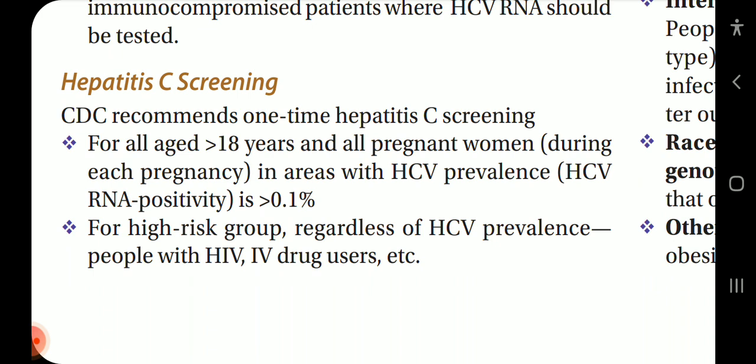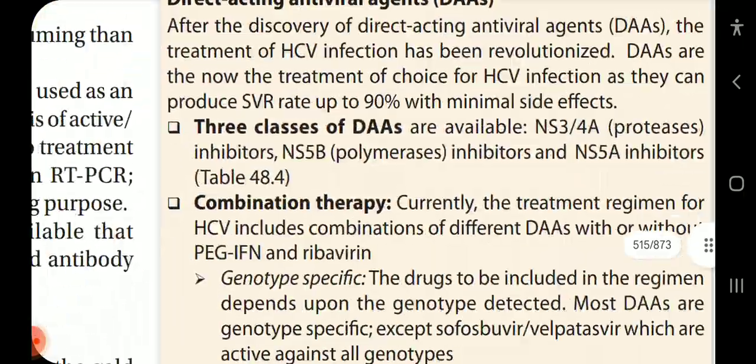Hepatitis C screening. CDC recommends one-time hepatitis C screening for all adults aged more than 18 years and all pregnant women during each pregnancy, in areas where HCV RNA positivity prevalence is more than 0.1%. For high risk groups, screening is recommended regardless of HCV prevalence, such as people with HIV, IV drug users, etc.